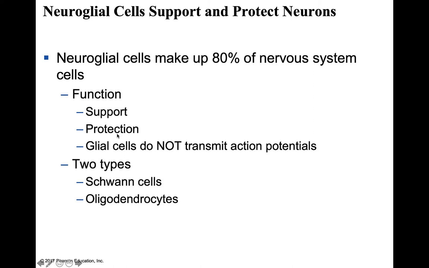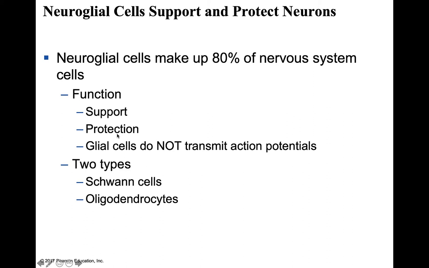Remember, when we talk about neural tissue, there are two general types of cells. Neurons, which there aren't as many of, are those that actually generate the electrical signals. And then there are the support cells, these neuroglial cells, and they make up approximately 80% of the nervous system. So we want to think of them as support. They're going to protect. And the most important thing here is they do not transmit or generate action potentials. That is strictly neurons that have that capacity.